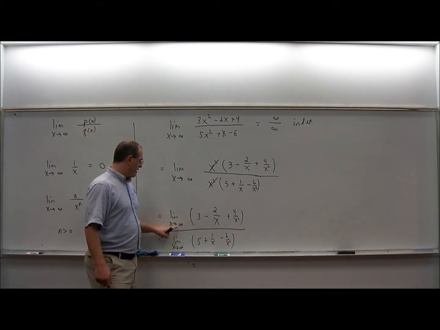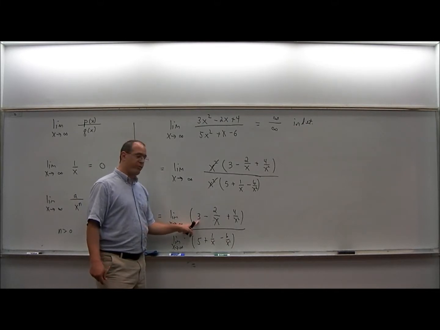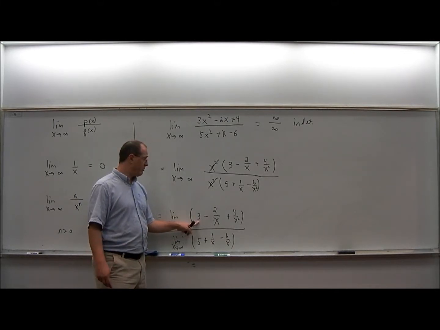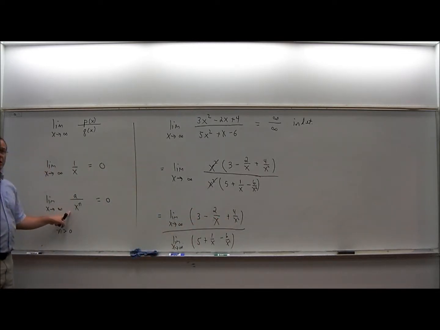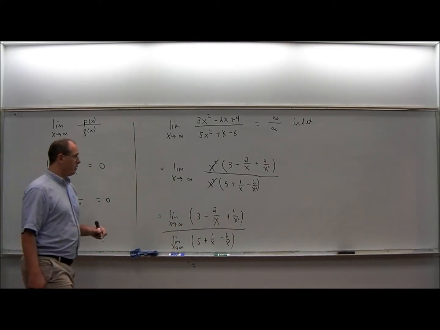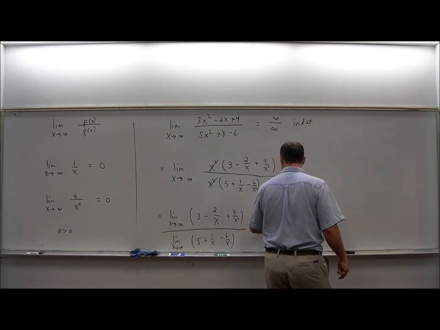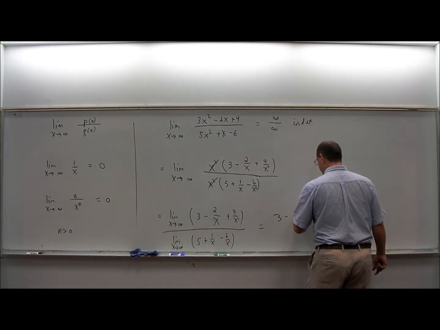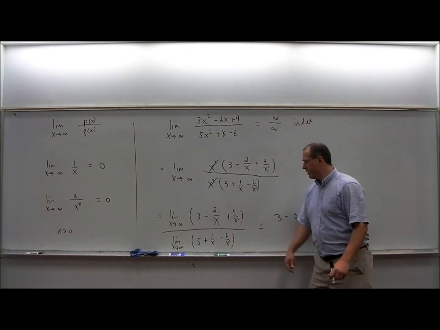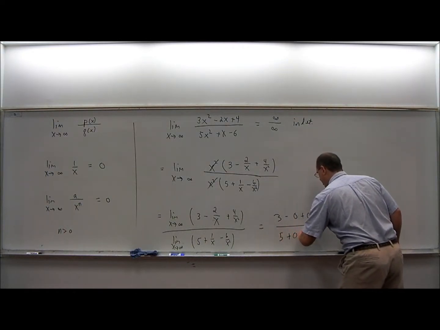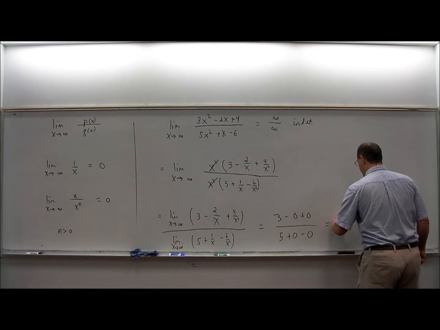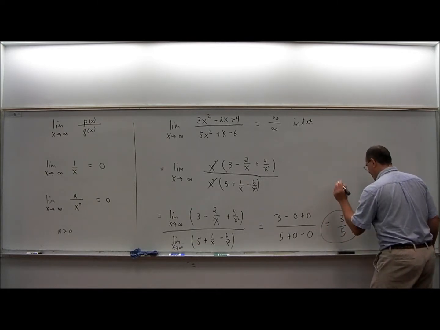What happens to the numerator as x goes to infinity? 3 is a constant, so it remains 3. And then each of these fractions is going to go to 0. So in the numerator we have 3 minus 0 plus 0. And in the denominator we have 5 plus 0 minus 0. So the answer is 3/5.